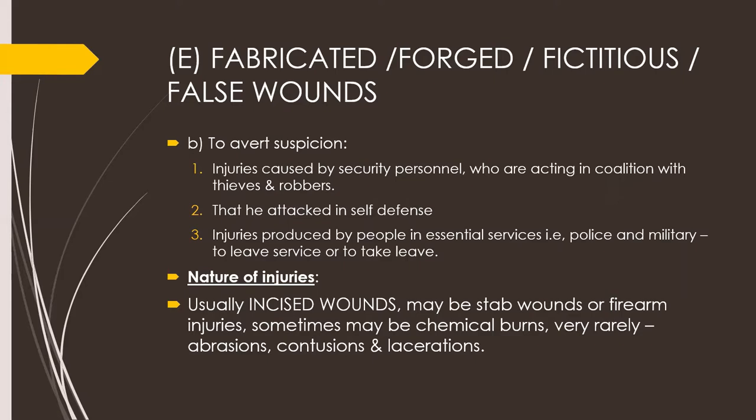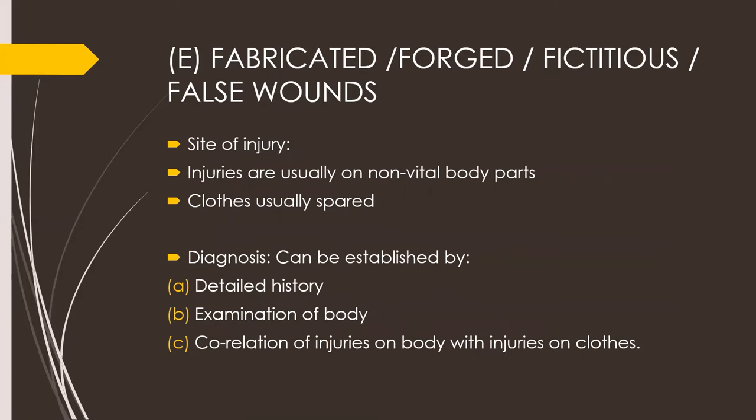And usually the fabricated injuries are incised wounds. Sometimes it can be a stab wound or firearm injury. Sometimes it can be chemical burns, and very rarely it can be due to abrasions, contusions, and lacerations. The usual sites of injury are the non-vital body parts. Mostly the clothes are spared, and diagnosis of fabricated wounds can be established by detailed history, examination of the body, and correlation of injuries on the body with injuries on clothes.